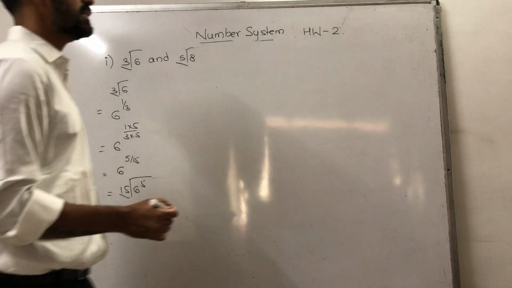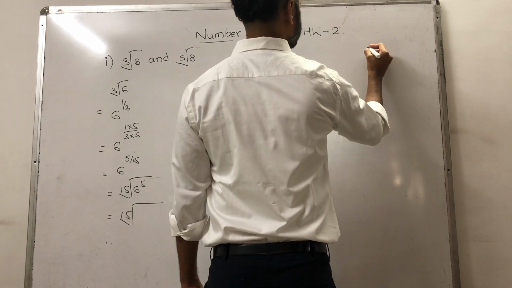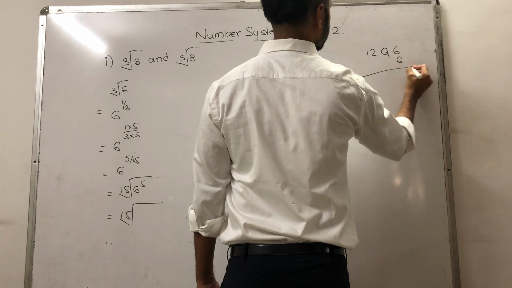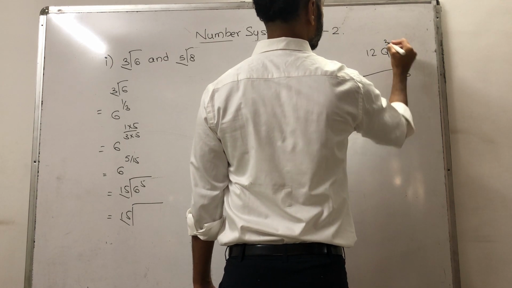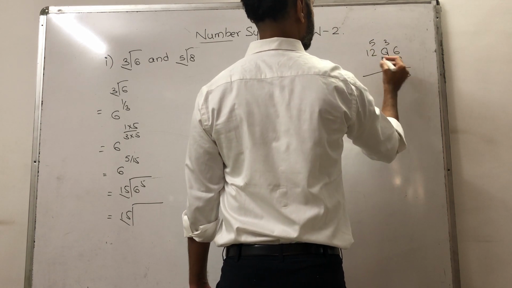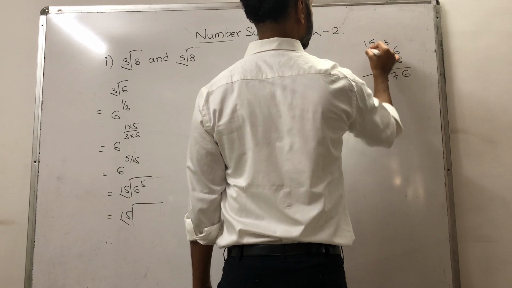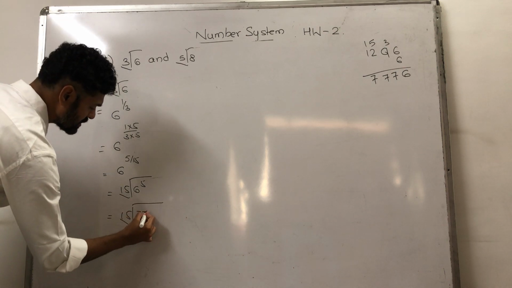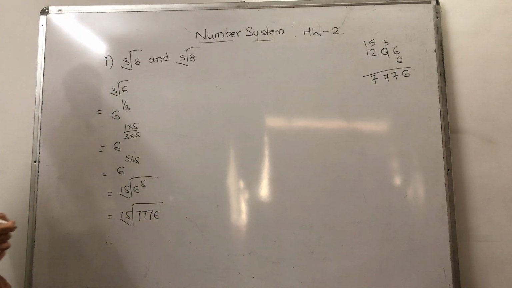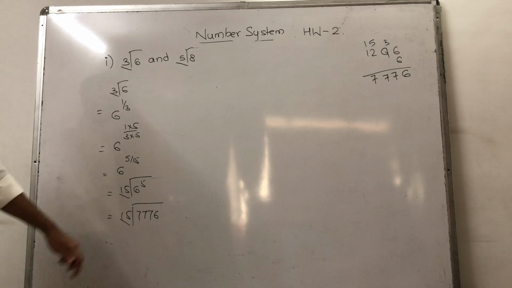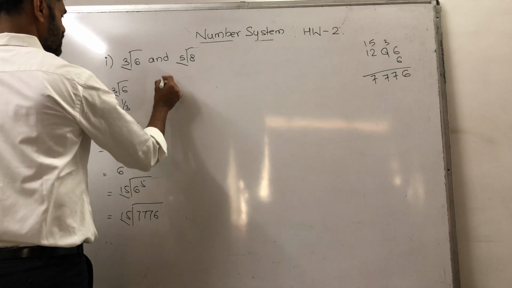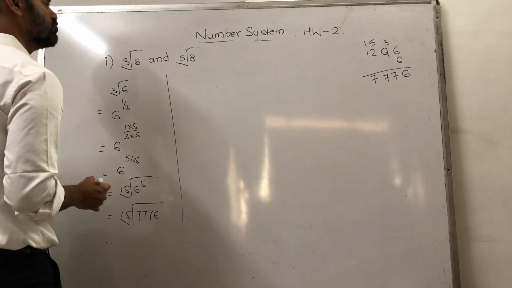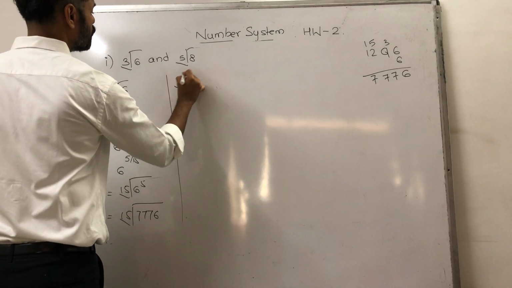6 raised to 5, you find the value. It will be 7,776. So cube root of 6 is the 15th root of 7,776. Now let's convert this also into order 15.